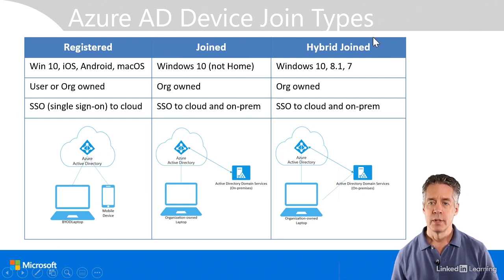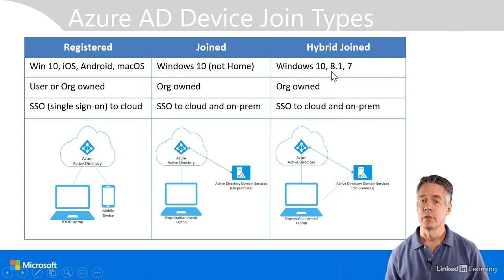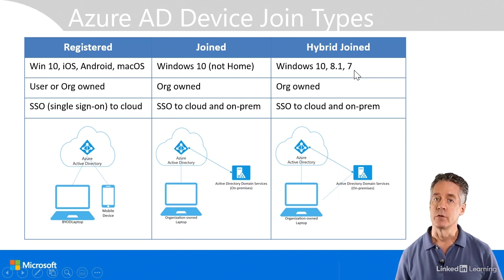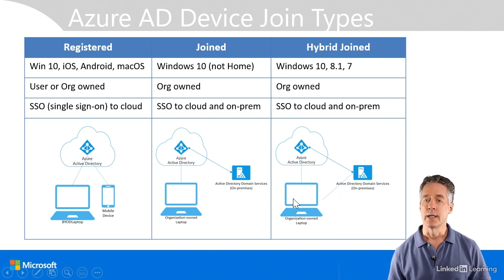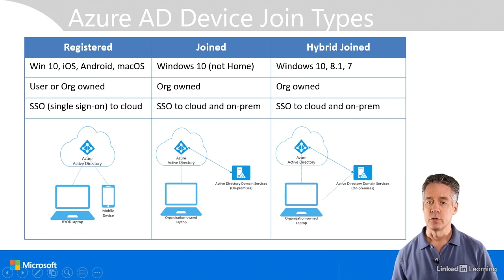Now, hybrid joined is just a modification of that. So this is for not only Windows 10 or 11, but also for the so-called down-level clients. So if you're running Windows 8.1 or Windows 7, these devices also are organization owned, and they can do SSO to Azure AD. They can also talk to your Active Directory domain services on premises. So it could be a laptop in the office, something like that. So hybrid joined has this notion of being able to authenticate to either directory, either Azure AD in the cloud or your on-prem AD.